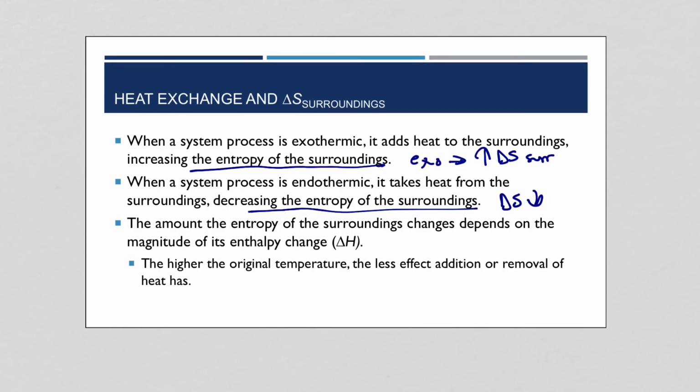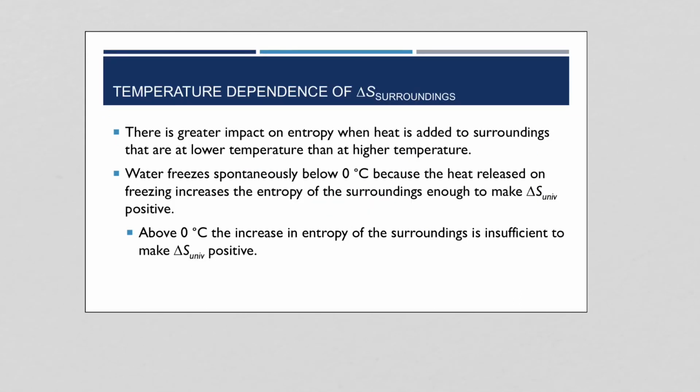And we also established that it depends on the starting temperature of our surroundings. If the surroundings are already at a higher temperature, then releasing the same amount of heat is going to be less significant. Surroundings at lower temperatures are going to be more impacted by this increase in heat, with larger changes in the entropy. So there is a bigger impact when the surroundings are at a lower temperature than at a higher temperature.